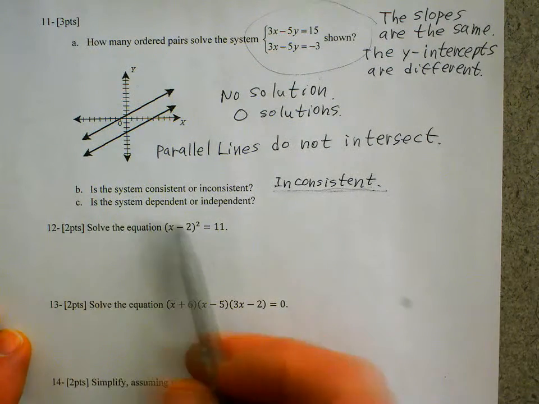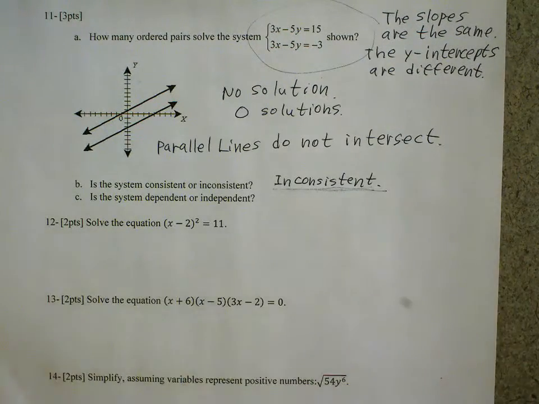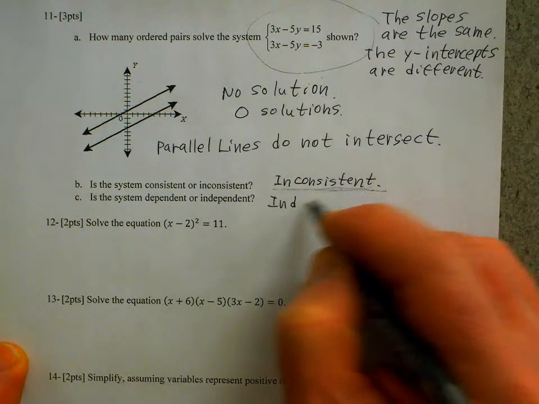Is the system dependent or independent? Well, dependent means the two lines are the same line, but these lines are not. So this is independent. The two lines are independent.